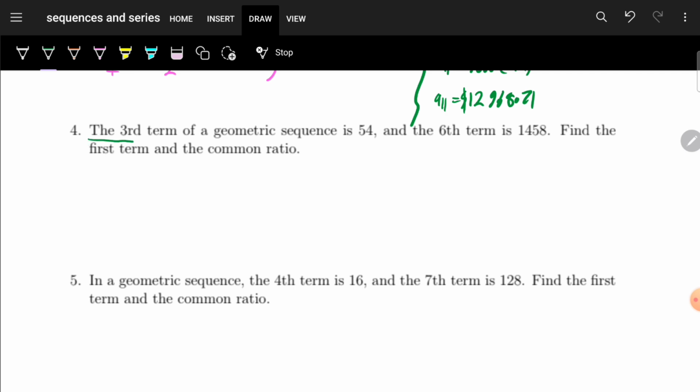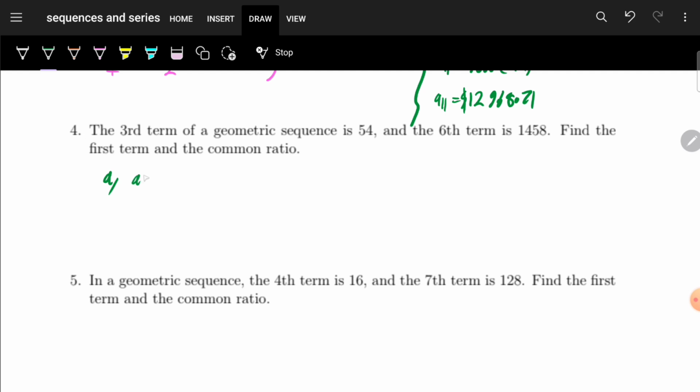All right, let's have a look at the next problem. It says the third term of a geometric sequence is 54 and the sixth term is 1,458. Find the first term and the common difference. We're going to use a similar technique as when we did the arithmetic series stuff.